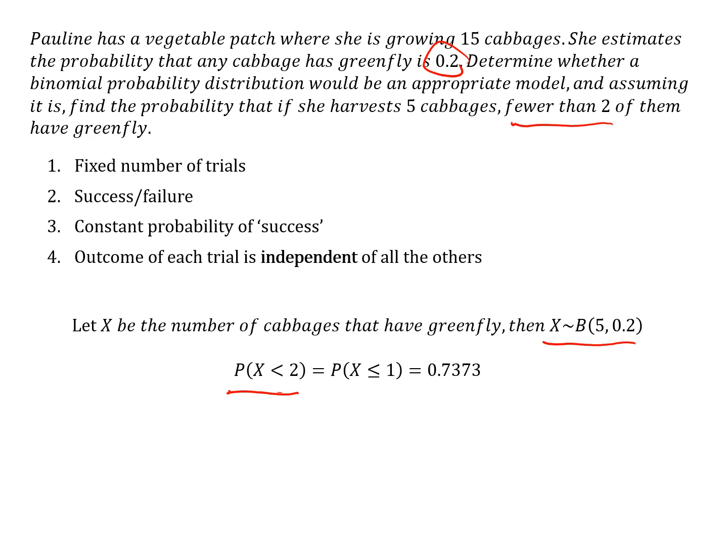If you're going to use a calculator to do this, some calculators only give the probability that x is less than or equal to a number. So we would have to use the probability that x is less than or equal to 1. And the answer then is 0.7373.